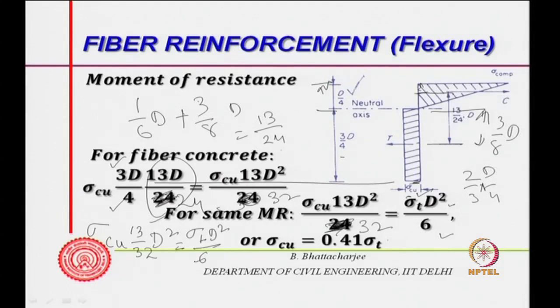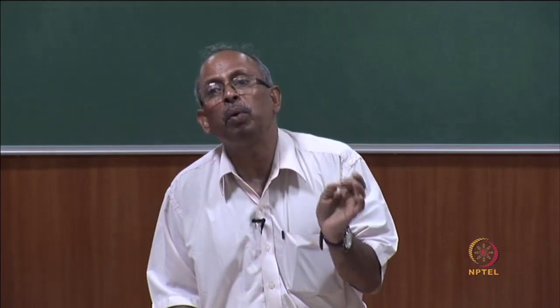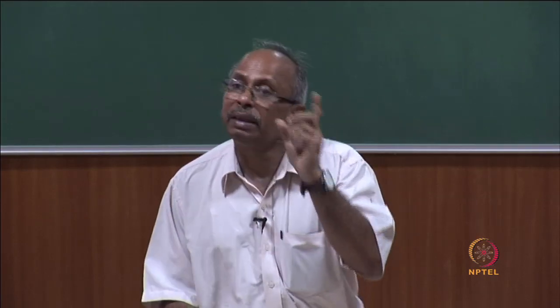the same moment of resistance, then I want to get a relationship between sigma Cu and sigma t. So, the d square will cancel out, this is 16 and this is 39. So, I will have sigma Cu equals 16 by 39 sigma t, roughly 40. You can easily show that it is actually 0.41 sigma t. So, to have equal moment of resistance, I need only 41% of the tensile strength of the concrete.